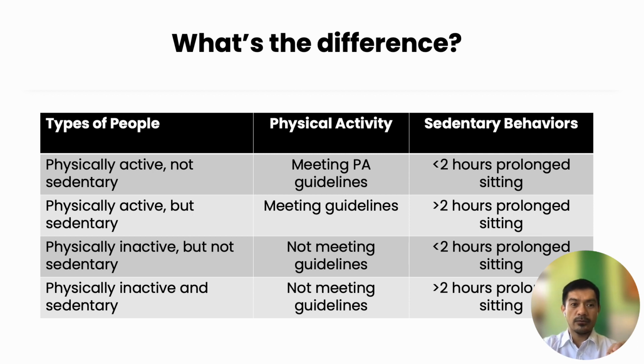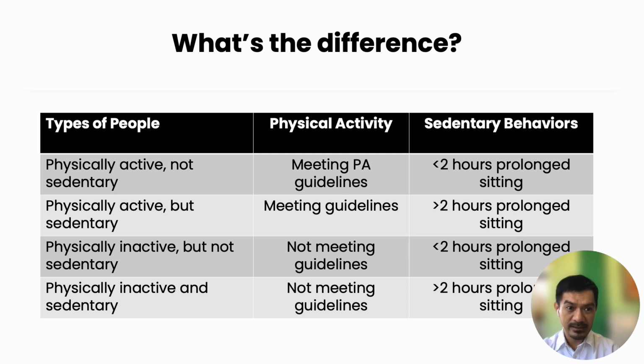Are you physically active and not sedentary, meaning you meet the physical activity guidelines and spend less than 2 hours sitting continuously per day? Basically, you break up your sitting time every 2 hours or so. Or physically active but sedentary, meaning you exercise for at least 1 hour a day or 150 minutes of total exercise per week, but spend 8 hours, or more than 2 hours of prolonged sitting, during your work days. I'm actually guilty of this one sometimes.